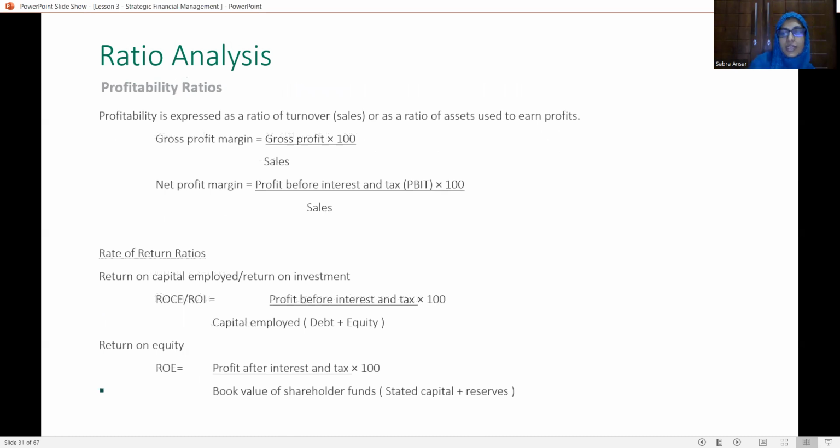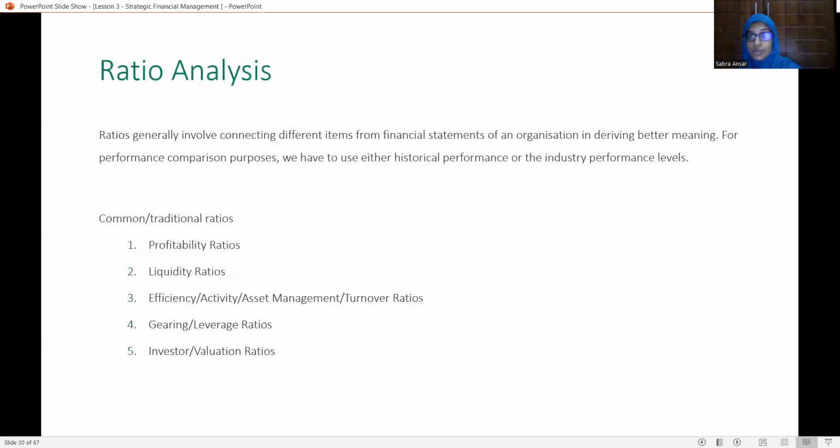Yes. So when it comes to ratios, let's see what a ratio is. A ratio generally involves connecting different items from the financial statements of an organization in deriving better meaning. For performance comparison purposes, we have to use either historical performance or the industry performance level. Basically, a ratio is a specific way in which the financial performance or situation of the company is assessed using different line items or comparison of different line items.